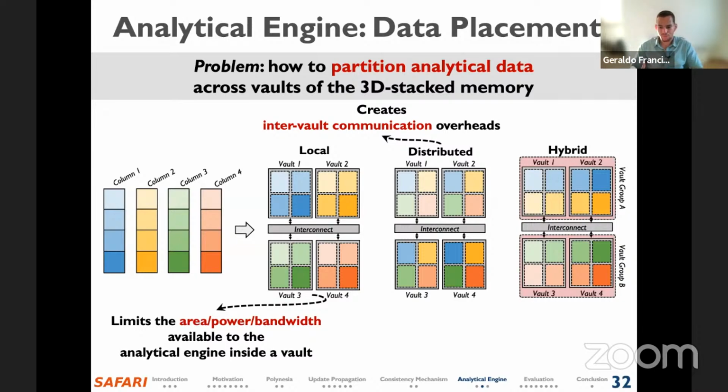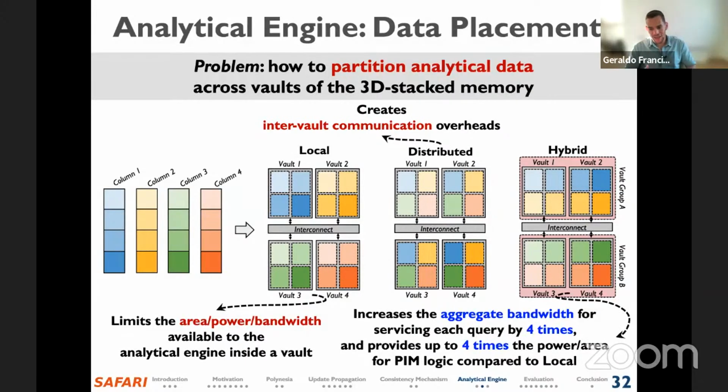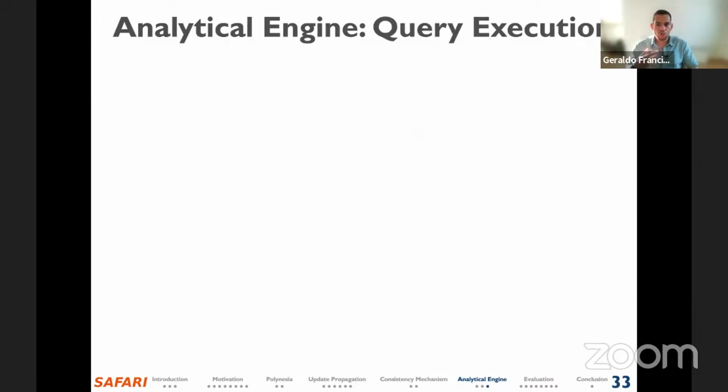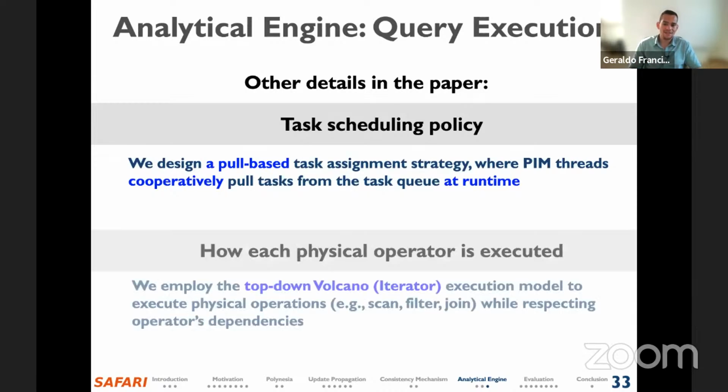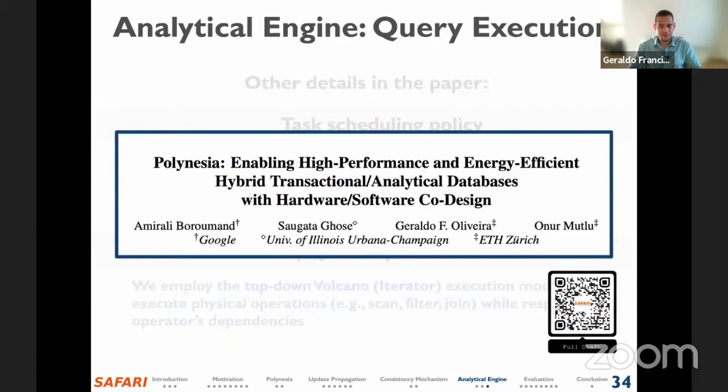Third, we propose a hybrid approach. This hybrid approach creates groups of vaults, which we call vault groups, and places the columns across a single vault group. This approach increases the available bandwidth, area, and power compared to the local approach and reduces inter-vault communication overheads compared to the distributed approach. So we invite you to check our paper for more details on our analytical engine design, including our task scheduling policy heuristics that use a pull-based task assigning strategy, and how we execute physical operators inside our analytical engine using a top-down Volcano execution model. All of this is in our paper.